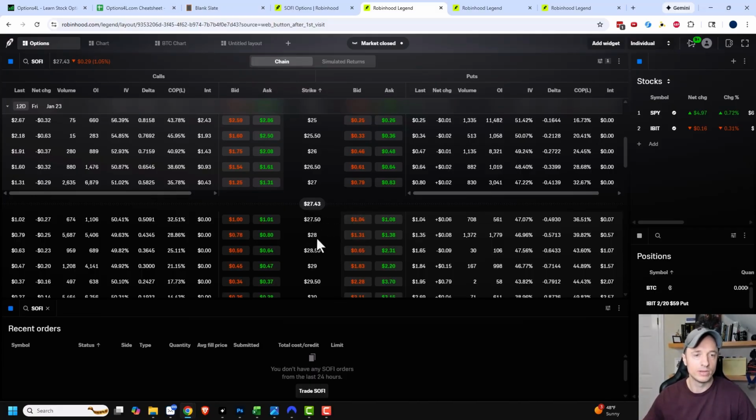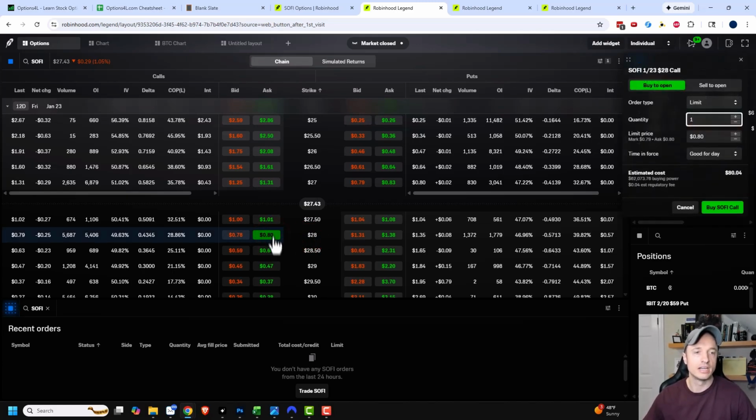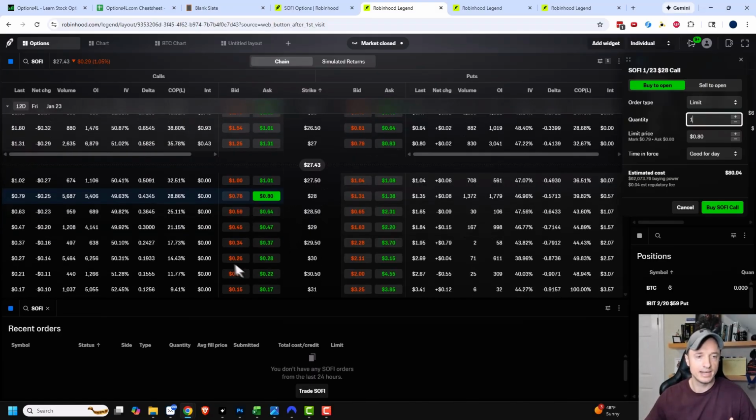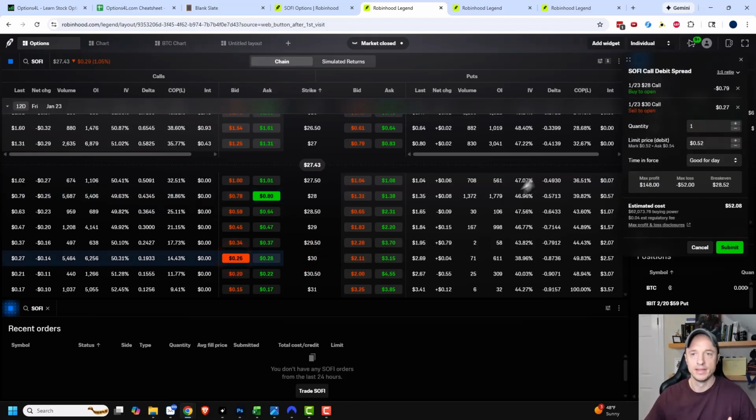But we're going to go ahead with that $28 strike price. We're going to buy that position first. Remember, we're buying the position closer to the current price of the stock, which is $27.43. And we'll sell the call option that's further away. So we'll do the 30 strike and we'll sell that position. And there we go. There's our SoFi call debit spread.